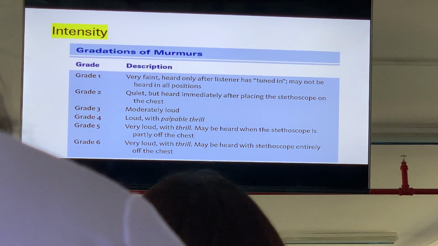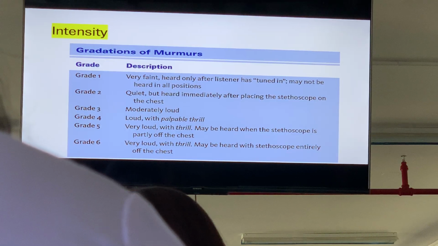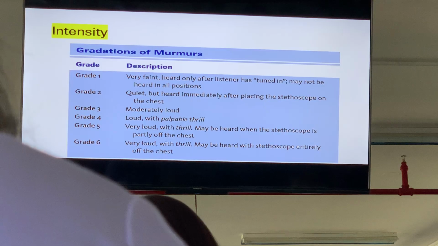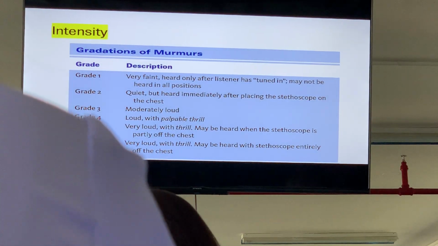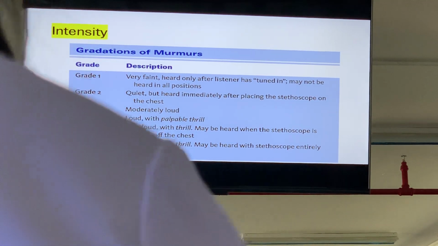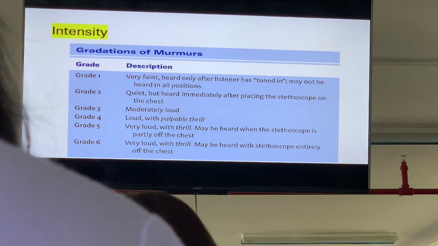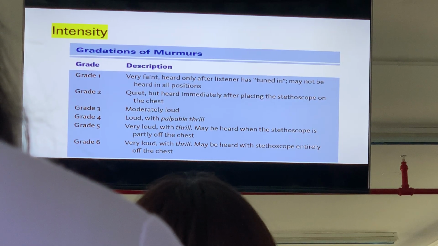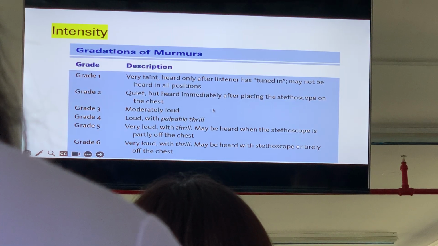So, the grading of the murmur. If you can hear the murmur without using a stethoscope, that's immediately grade 6. Okay? If, for example, you can faintly hear a murmur and you have to really listen in, that's grade 1. If it's loud and palpable, so let's say you can hear the murmur and you can palpate the murmur, that's grade 4. Anything beyond or below that is the corresponding grade. So just remember grade 1, grade 4, and grade 6.